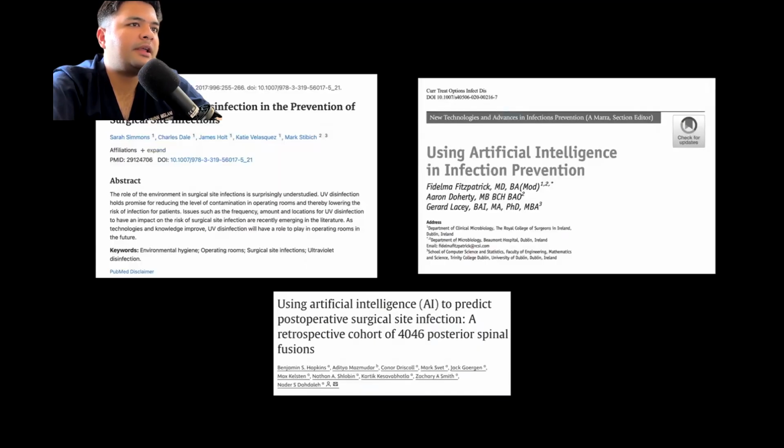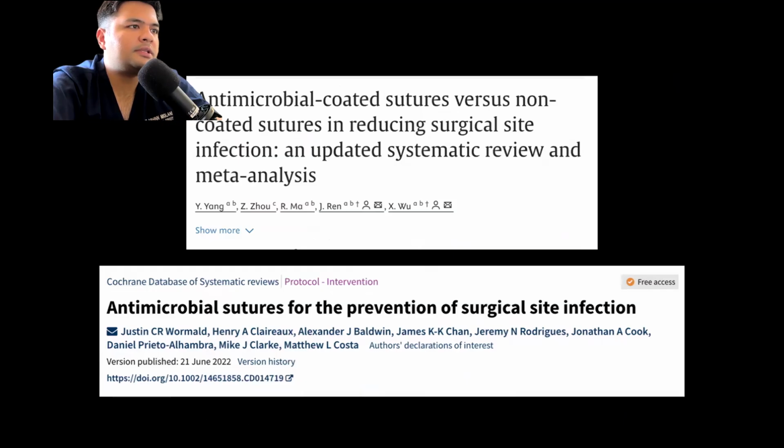So these are some articles you can check for more in-depth knowledge of AI in infection control. Then this is one another article, antimicrobial sutures for prevention of surgical site infections.